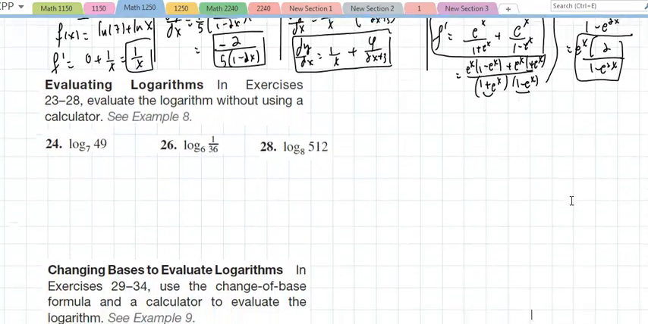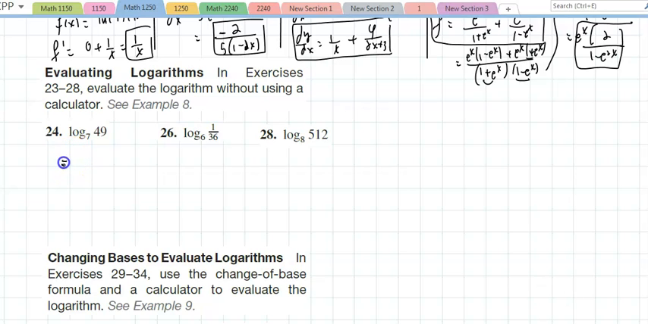Now, a quick reminder, if I take a log, if I could match the base of the log and the base of the exponential, they undo each other, so to speak, if you recall.